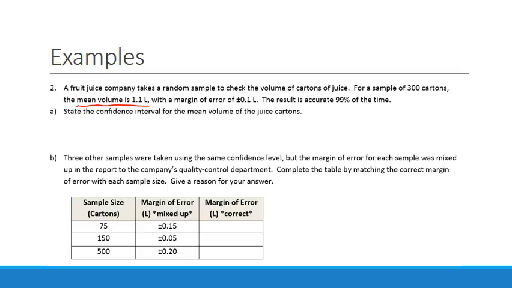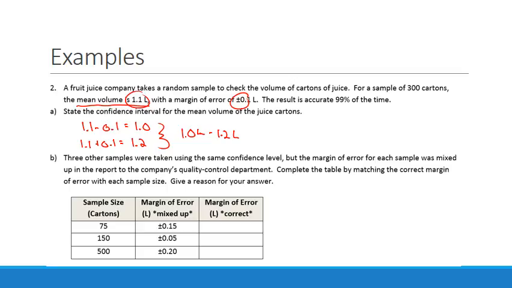A. State the confidence interval for the mean volume of the juice carton. So again, confidence interval is when you take your suggested answer. Okay, mean volume is 1.1. And you apply your margin of error. So I will subtract first, then I will add second. So I end up getting 1 here, and then I get 1.2. So the confidence interval is, I guess, liters there. 1 liter to 1.2 liters.